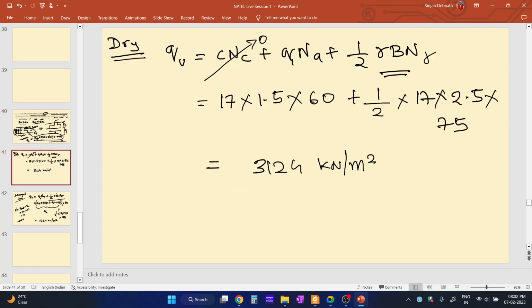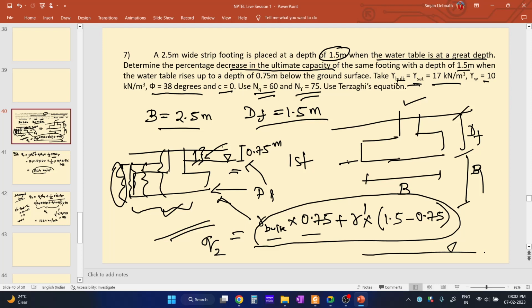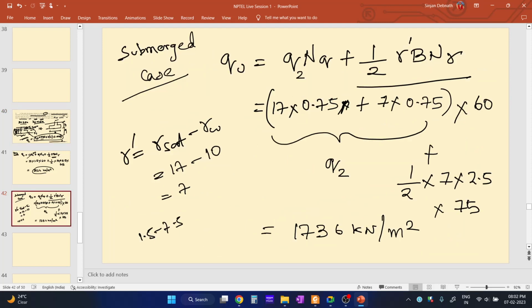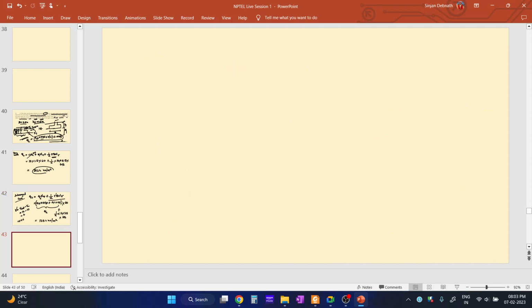In the first part the bearing capacity was this when the soil was completely dry, and when the water table rose over here, the bearing capacity decreased because when the water table rose up, the soil which was over there softened. So naturally the bearing capacity decreased. So we need to determine the percentage decrease.